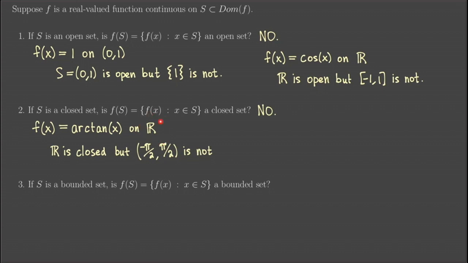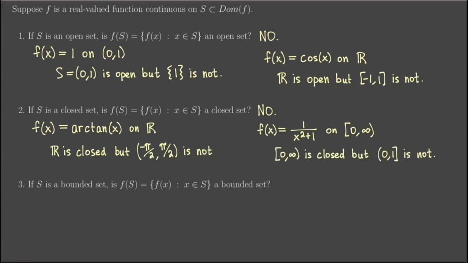If you don't like using R as your domain S, consider this example. f of x equals 1 over x squared plus 1 on the closed interval from and including 0 to infinity. When x is 0, this is exactly the number 1, but then as x grows to infinity, this number gets smaller and smaller. It approaches 0, but it never actually gets there. So in this case, your domain is closed, but your set of outputs looks like a half open interval from, but not including, 0 through 1.